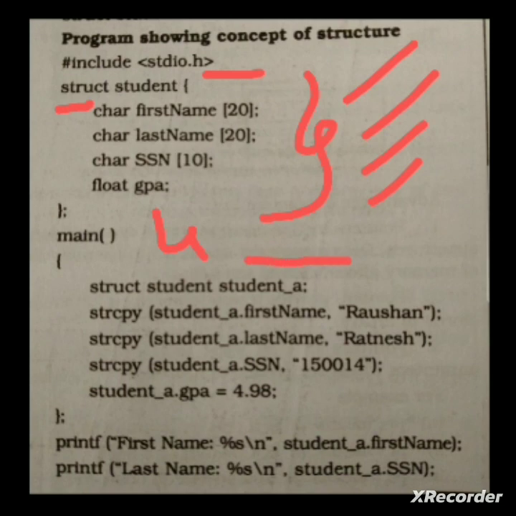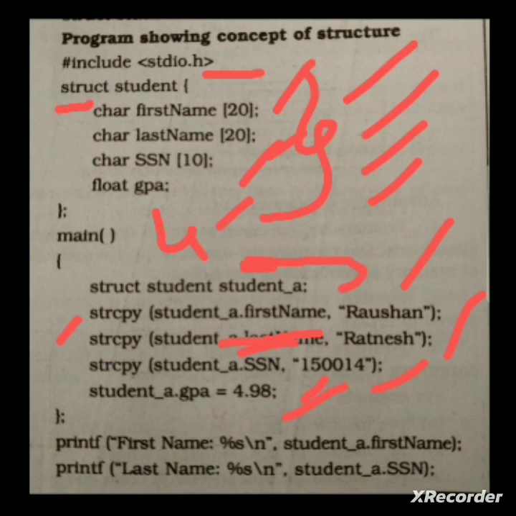This is the first student's details. I'm defining the first student, and using strcpy. These are the variables: student_a.first_name, student_a.last_name, student_a.SSN and GPA. And the values I'm defining are Roshan, Ratnesh, 150014, 4.98.